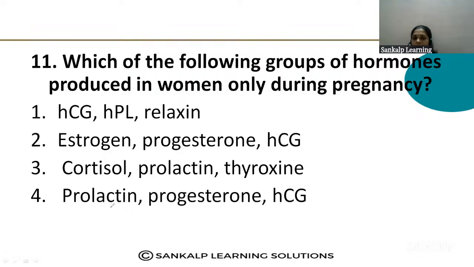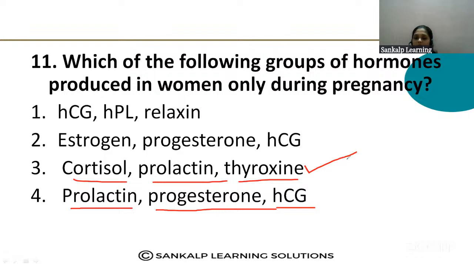See here, prolactin is produced during the pregnancy, but progesterone, but HCG. Okay. Cortisol, prolactin, thyroxine, but thyroxine is produced other than the pregnancy period also. Estrogen is also produced other than the pregnancy period. HCG, HPL and relaxin, they are produced only during the pregnancy. You can observe these three are produced only at pregnancy time. So, this is also very important.